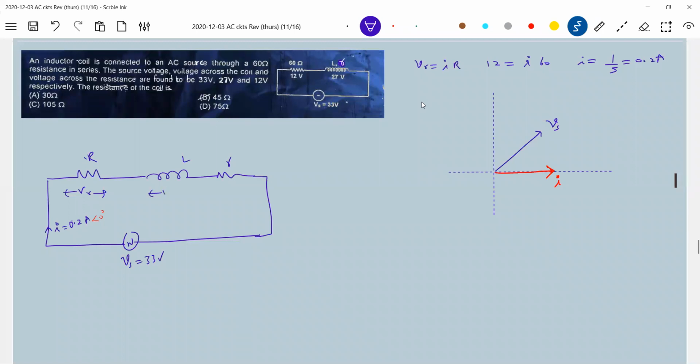So if you break it up further, let's analyze this much here, and get into all the things. So this will be 27 volt, we can write it as VR square.